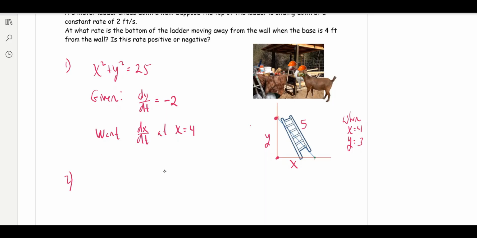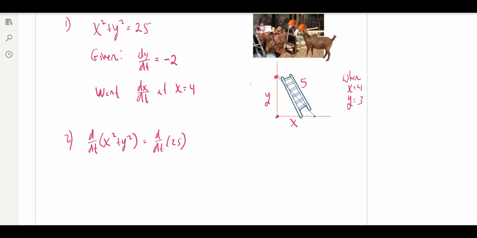Okay, step 2, we want to take d/dt of our primary equation, which is x squared plus y squared equals 25. All right, x and y are both functions of t.